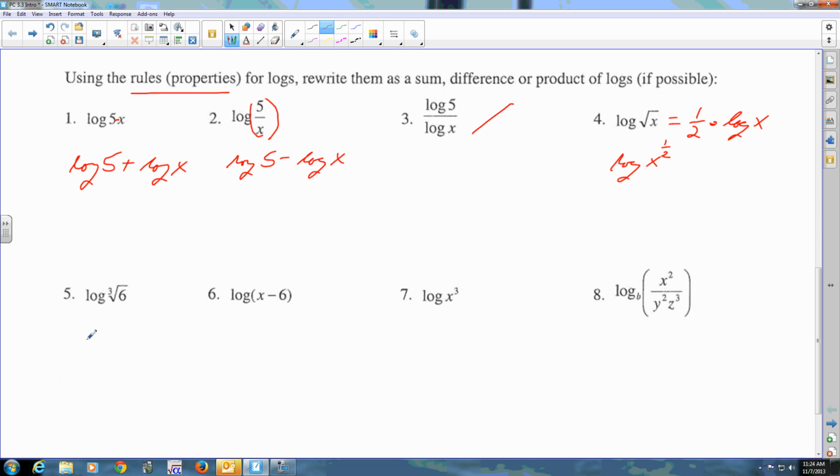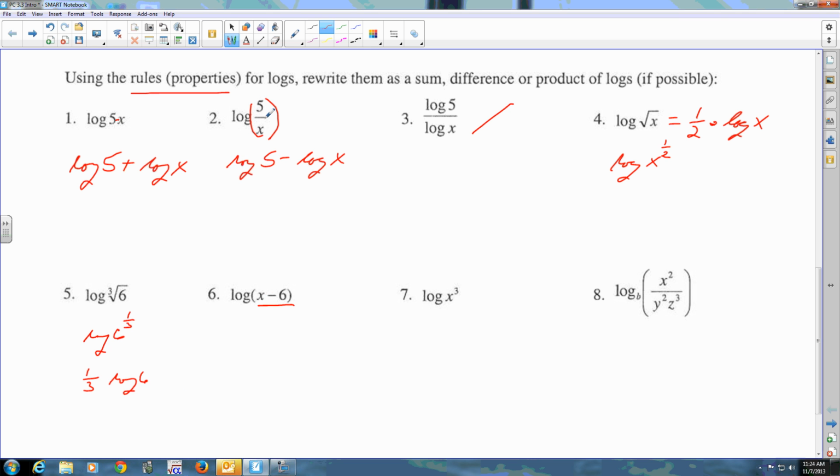That's the same thing as log. Well, yeah, okay, sorry. Never mind what I was thinking, because it was a mistake. This 1/3 would drop in front, so this would become 1/3 log of 6. This one I'm trying to trick you.